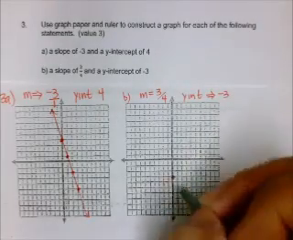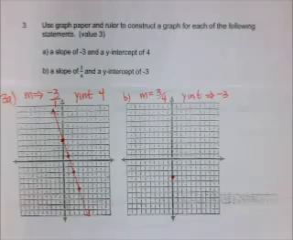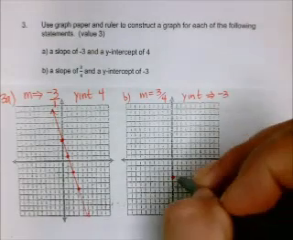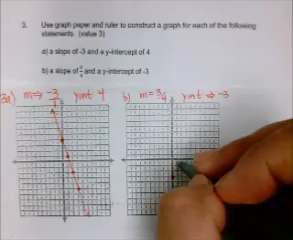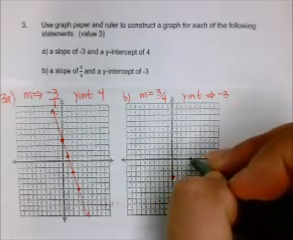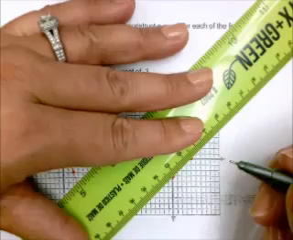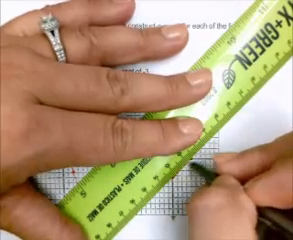Notice I'm not labeling in all my numbers. If each line is worth 1, I don't need to. And then from there, it's going to go up 3, 1, 2, 3, over 4, 1, 2, 3, 4. It happens to be my x-intercept. That won't always happen, but it did happen this time. So then connect your dots.